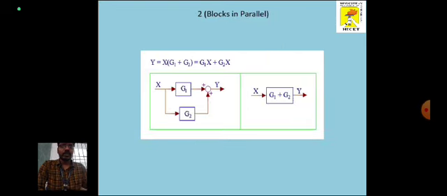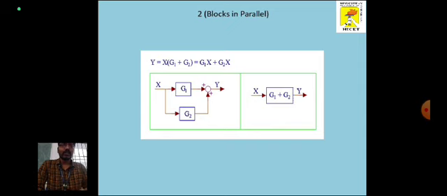And the next one is when the blocks are in parallel. Here we have to see the summing point, which representation they have given, either plus plus or plus minus or minus minus. When the blocks are in parallel, it is completely an addition rule. If both are plus, we can directly write G1 plus G2. If both are minus, we can write minus G1 and minus G2. If with respect to G1 it is plus and with respect to G2 it is minus, we can write it as G1 minus G2. It is simply like an addition rule.